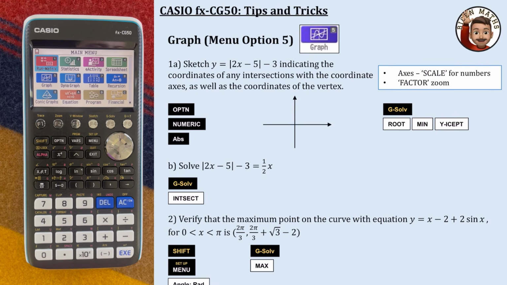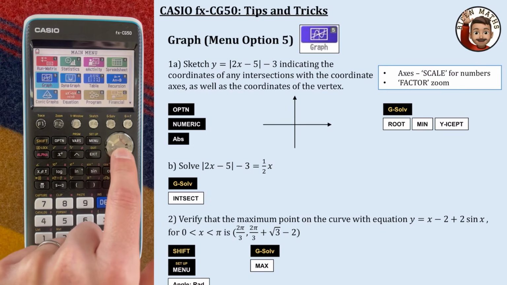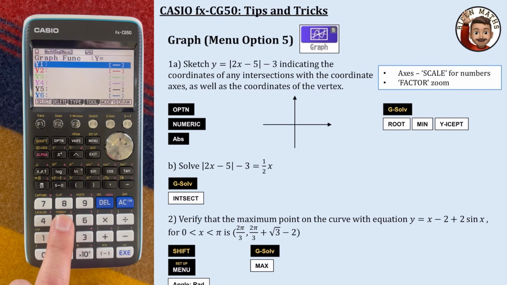Okay, so as I said, we're going to begin with the graphics calculator here, and the first part that I'd like to begin with is the graph section, which is actually menu option 5. So you can either scroll to that, or you can just press the number 5 and it will take you straight in there. So the first thing that I'd like to do is it wants us to sketch this particular graph, and it wants us to indicate the coordinates of any intersections with the coordinate axes, as well as the coordinates of the vertex, which just means the corner that we've got here.